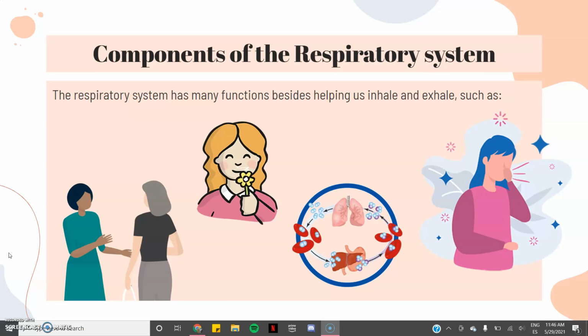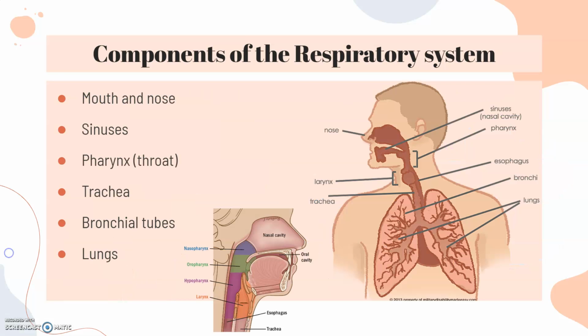The respiratory system, as we said, has many functions besides helping us inhale, which is to breathe in, and exhale, which is to breathe out. These functions vary between allowing us to talk and to smell. It helps us bring air to body temperature and humidity levels that are adequate. It delivers oxygen to the cells in our body. It removes waste gases, including carbon dioxide, from the body when we exhale. It also protects our airways from harmful substances and irritants.